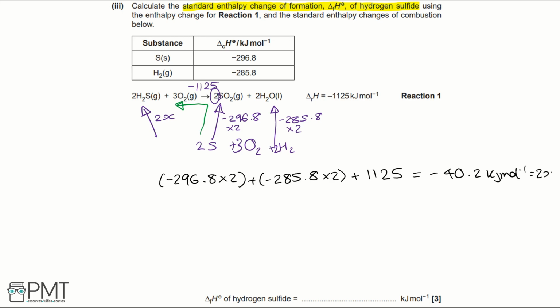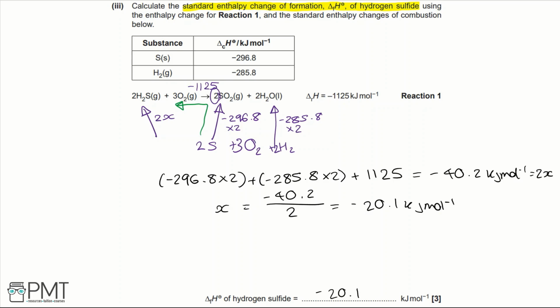And that equals 2x. So if we were to work out x, that would be minus 40.2 divided by 2, which equals minus 20.1 kilojoules per mole, which is what we can write on the answer line for this question, minus 20.1. For this question, you get a mark for your correct equation of all the values in your Hess's triangle, so not actually finding its answer, but our minus 296.8 times 2 plus minus 285.8 times 2 plus 1125, that gets a mark.